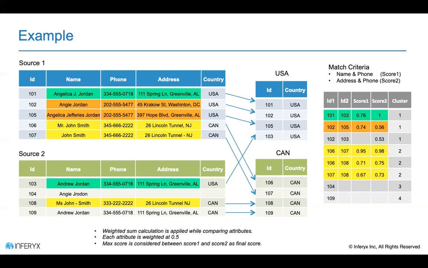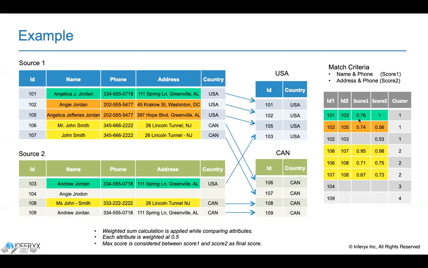So taking up an example here, we'll take the first example, which is green in color, Angelica Jordan, ID number 101, and the phone and the address, and it belongs to USA. Similarly, if you see Andrew Jordan belongs to the same country, so they get bucketed into the USA. And then finally, what we do is we do a comparison of every record, as I said. So we are comparing, let's say, 101 and 103.